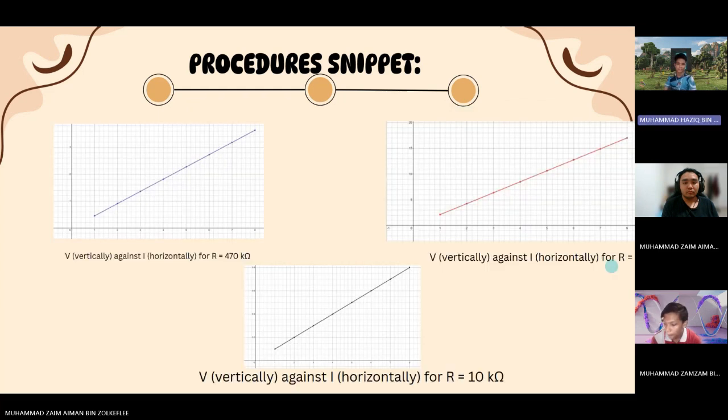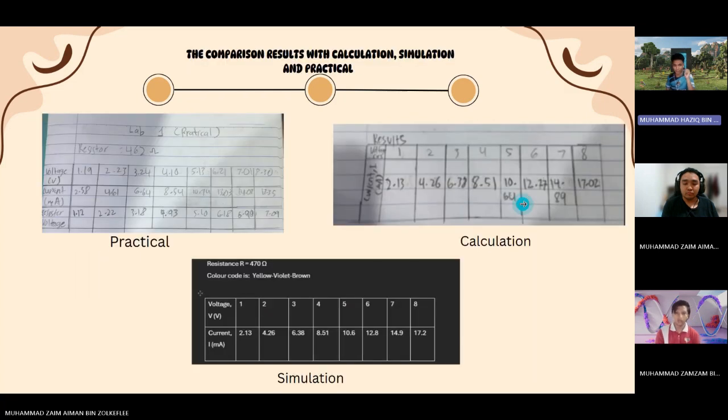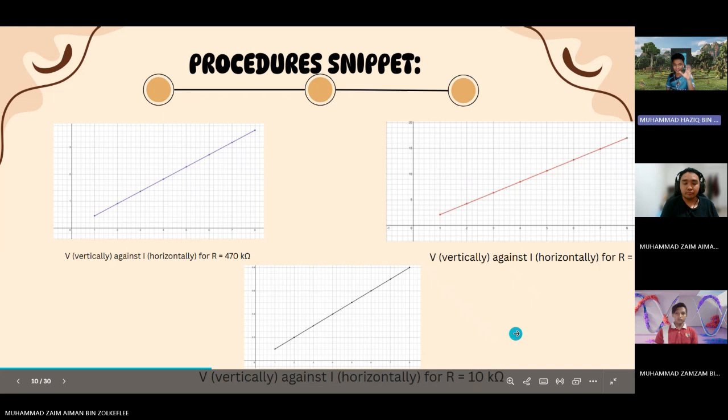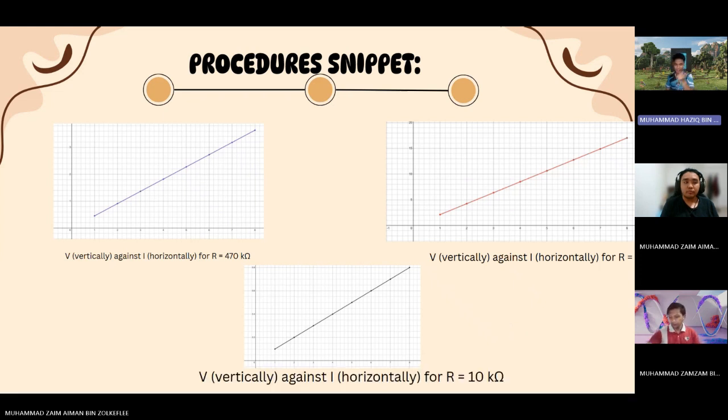Next slide please. So this is the graph. The vertical against horizontal for the resistance 470 ohm, and then the same for the others. So overall, all the vertical and horizontal graphs. So next slide please.